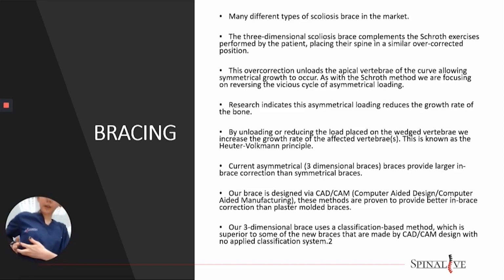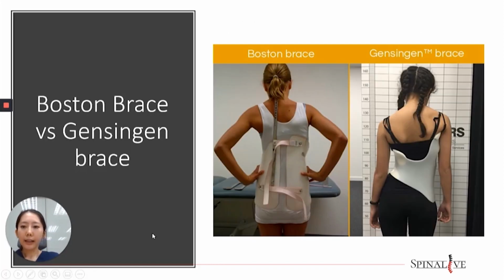And there's also a concave side or empty space where, when you grow into the brace, it will push to the opposite side instead. Okay, so research indicates that asymmetrical loading reduces the growth rate of the bone, and also increases the growth rate of the other part, the affected area. Okay, so the next one would be an example of a Boston brace, which is more rigid and just symmetrical, and the Gensingen brace would be something that is 3-dimensional.